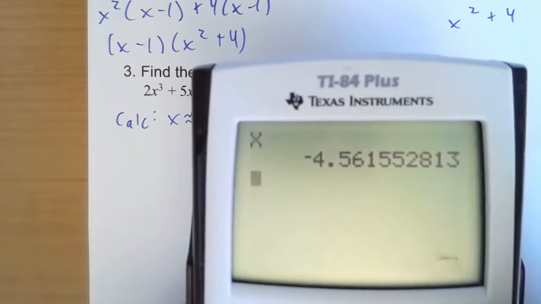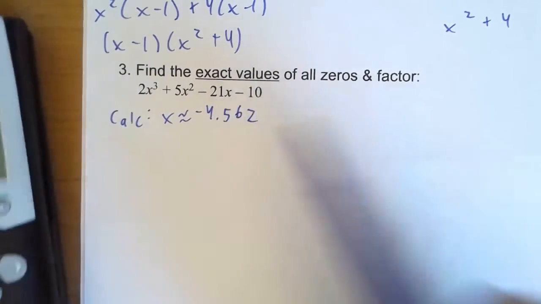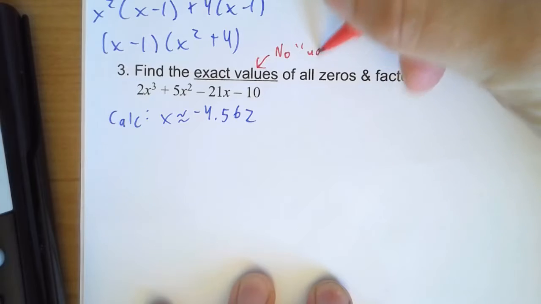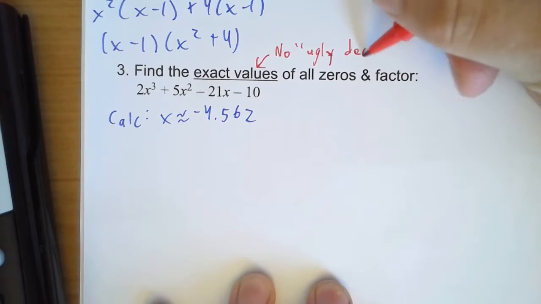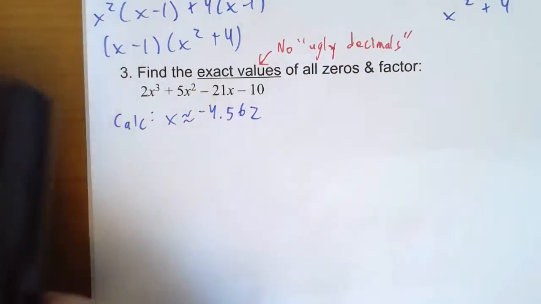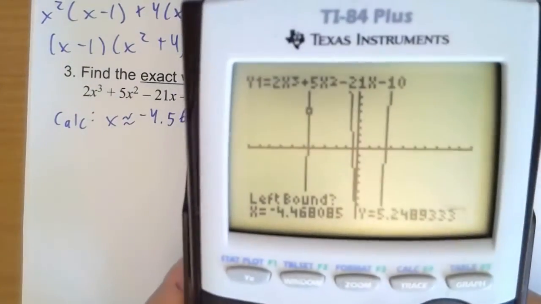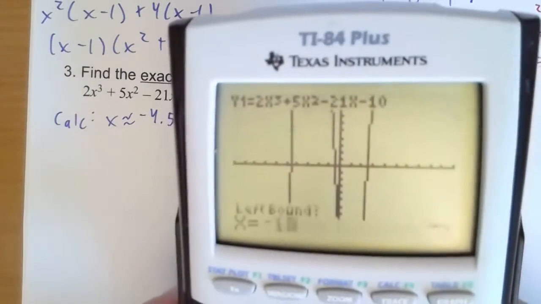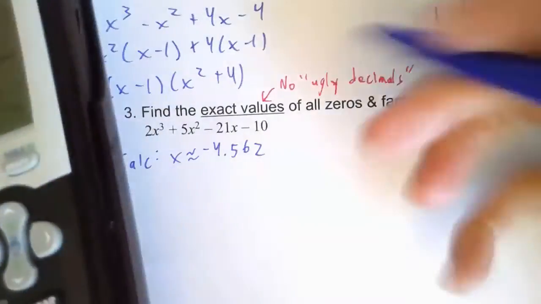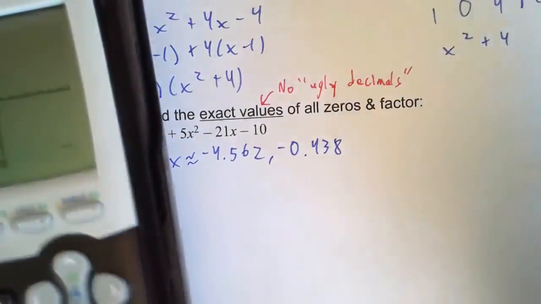Okay, so when you get an ugly decimal like that, we're going to have a little bit more work to do. We want the exact value. This exact value thing here means no ugly decimals. No decimals that go on forever without repeating. Okay, so this wasn't exactly what I wanted. I'm going to have to do some more work for that. Okay, let's keep going. How about for that one, I can do maybe from -1 to 1. Okay, another ugly decimal, not looking too good so far. So -0.438.